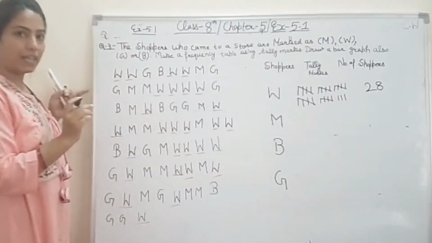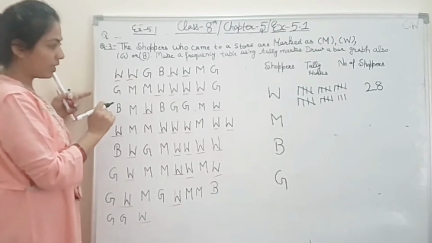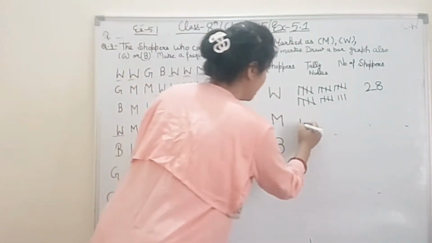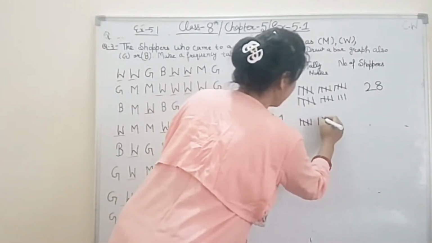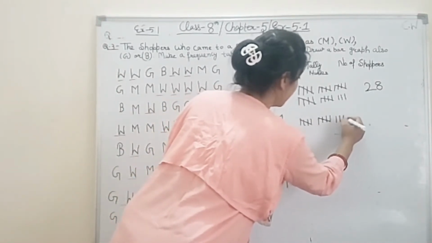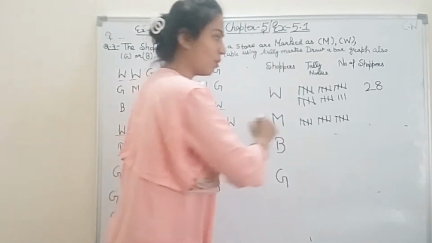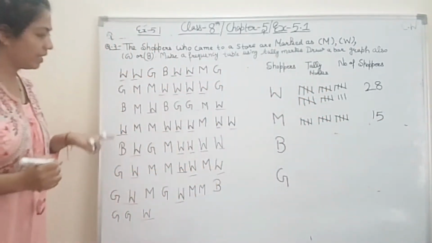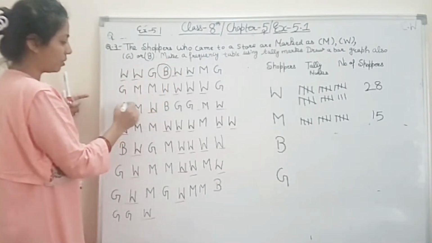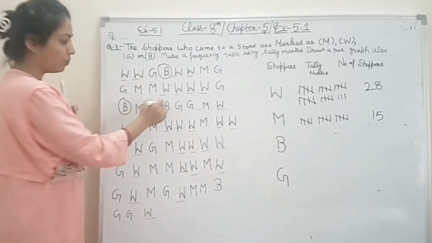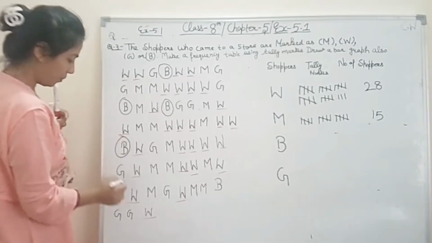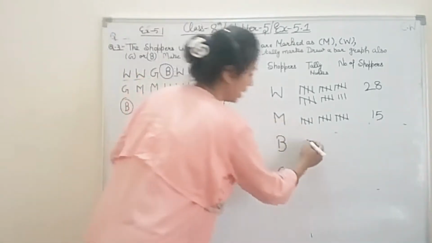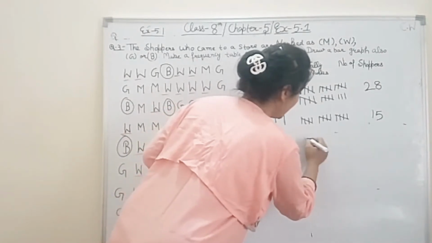So students, men, how many men are there? I have already counted that we have 15 men. So I am making the tally marks. So how many men are there? 15. Now the boys: 1 boy, 2 boys, 3, 4, 5. Right student? So how many boys are there? 5. 1, 2, 3, 4, 5.